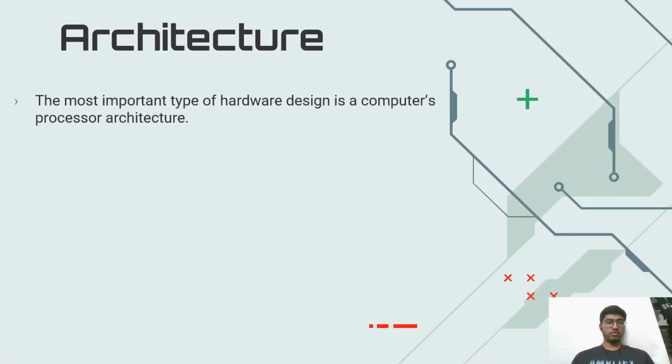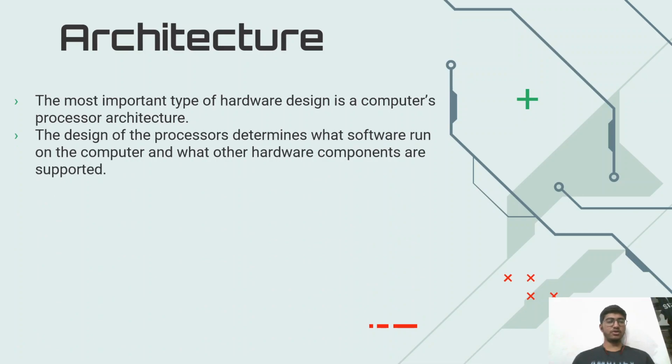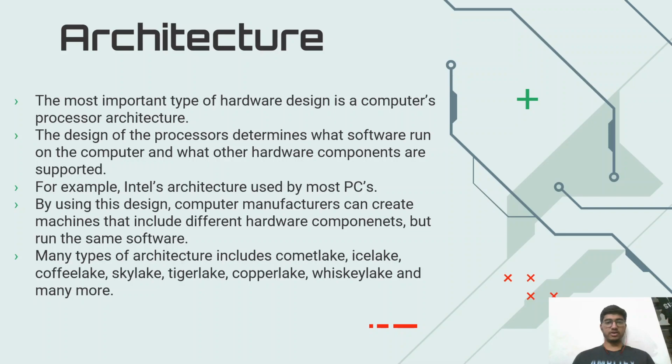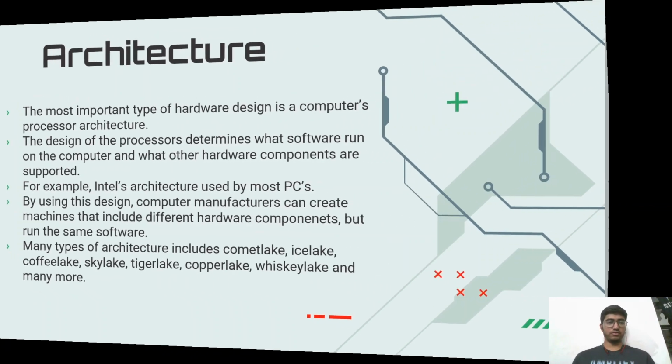So, what is architecture? The most important type of hardware design is a computer's processor architecture. The design of the processor determines what software runs on the computer and what other hardware components are supported. For example, Intel's architecture is used by most PCs. By using the design, computer manufacturers can create machines that include different hardware components but run the same software.